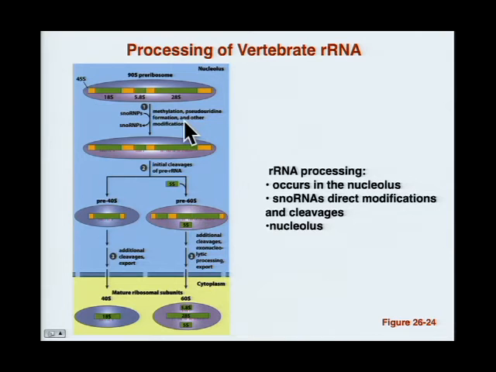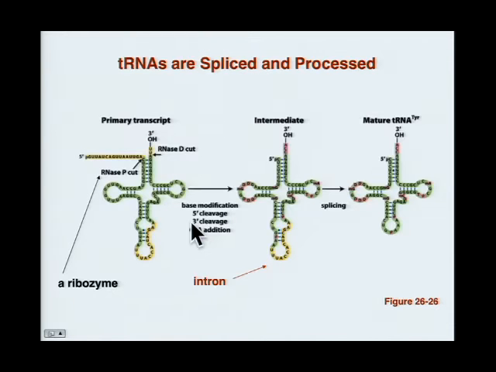This vertebrate ribosomal RNA processing is catalyzed by snoRNAs and occurs in a part of the nucleus called the nucleolus. Okay, and so in the nucleolus, we have all of this processing occur. And the snoRNAs help to provide the sequence specificity for these cleavages. Okay. tRNAs can be processed.